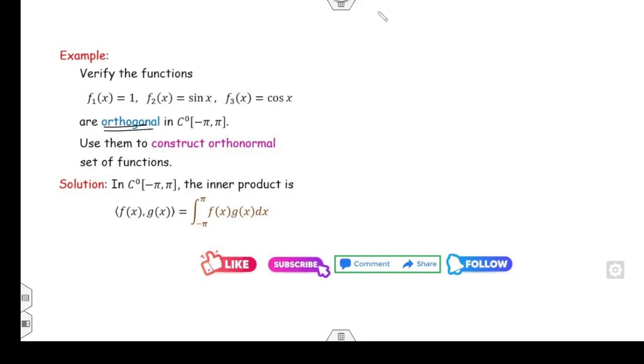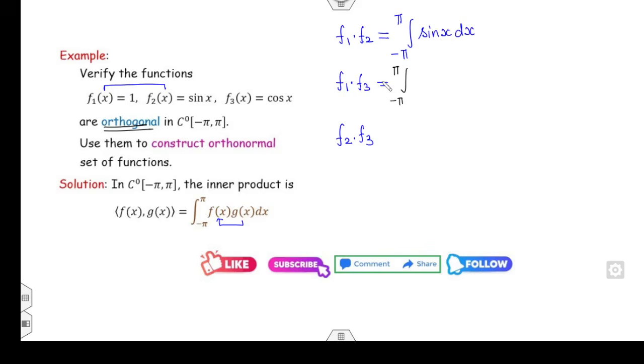Now we have to check whether they are orthonormal or not. In this case, instead of V1, V2, V3, they are F1, F2, F3. So my target is to check the dot products F1 with F2, F1 with F3, and F2 with F3. Can you find these values? It is from minus pi to pi. By the definition, it is the product F into G, that is F1 into F2, which is sin x. Similarly, for the second case, from minus pi to pi, F1 and F3, that is cos x. And for the third case, it is from minus pi to pi, sin x into cos x.